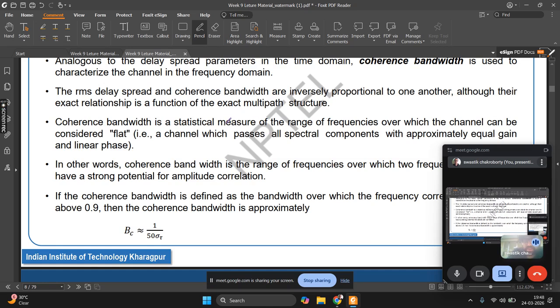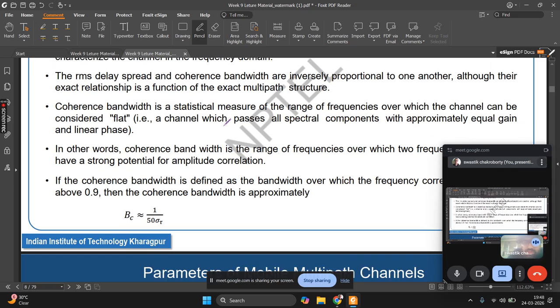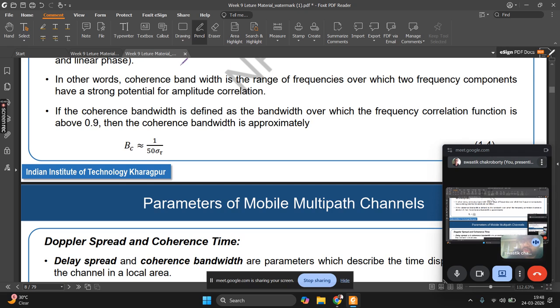Coherence bandwidth is a statistical measure of the range of frequencies over which the channel can be considered flat. In other words, coherence bandwidth is the range of frequencies over which two frequency components have a strong potential for amplitude correlation. So, if the coherence bandwidth is defined as the bandwidth over which the frequency correlation function is above 0.9, then coherence bandwidth comes to be 50 times the excess delay spread.